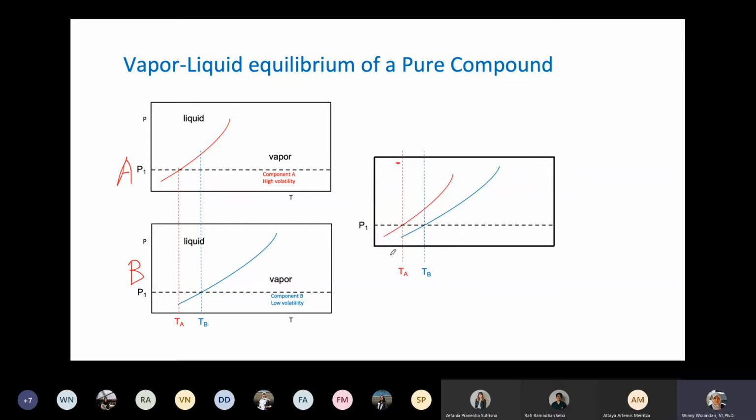Let the animation go. So if you have two different vapor-liquid equilibrium diagrams, compound A and compound B, the A is the red one, the B is the blue one, and then you combine them, it would look like this. So from here you can see that the TA, is it lower or higher than B? Lower, ma'am. Lower, yeah. The boiling point of A is lower than the boiling point of B. So at this condition, B is in the liquid phase, while A is in the vapor phase, which means A is more volatile compared to B, right? Okay, up to here?